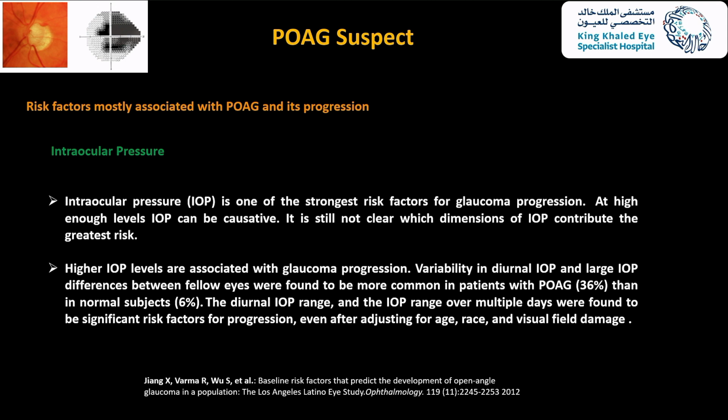Intraocular pressure is usually one of the strongest risk factors, and a modifiable one, for glaucoma, and sometimes it is the cause of the disease. High IOP levels are associated with glaucoma progression. Sometimes variability in diurnal IOP and large IOP differences between the fellow eyes are found to be more common in primary open angle glaucoma than in normal individuals.